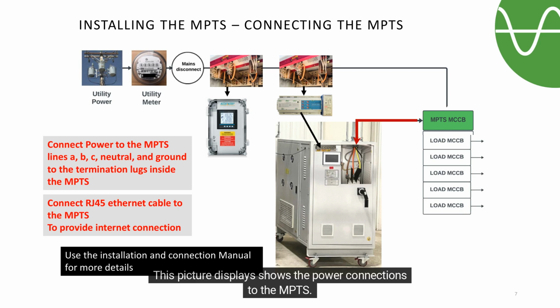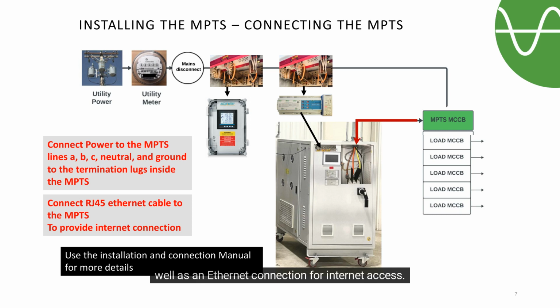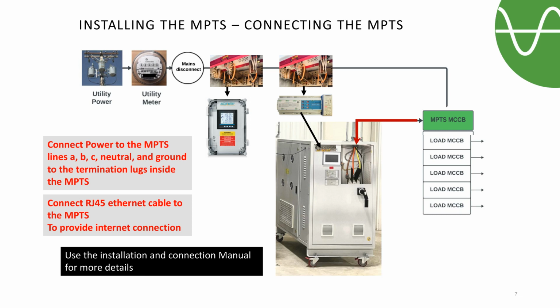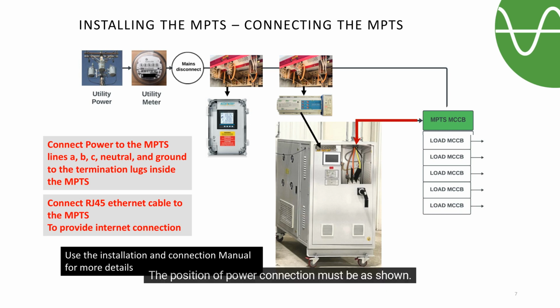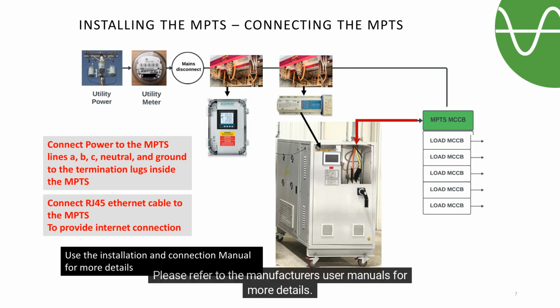This picture shows the power connections to the MPTS. The connections involve power connection, lines A, B, and C, including a neutral and grounding wire, as well as an Ethernet connection for internet access. The position of power connection must be as shown. The power is tapped at a point on the busbar that is upstream of all load breakers or MCCBs. Please refer to the manufacturer's user manuals for more details.